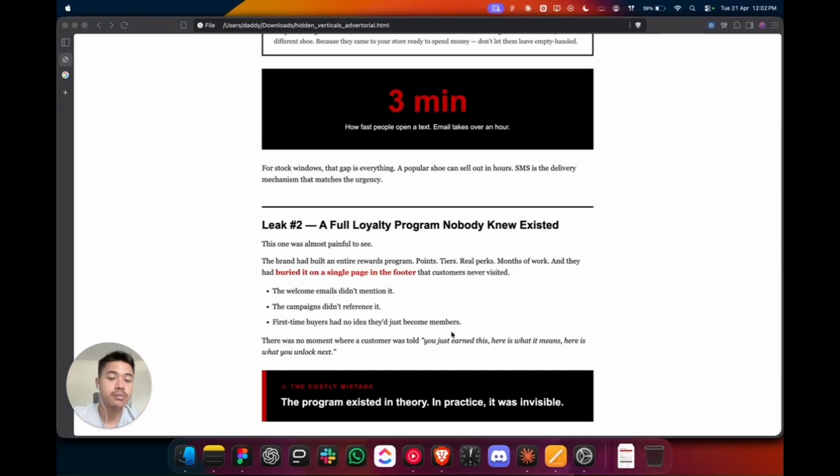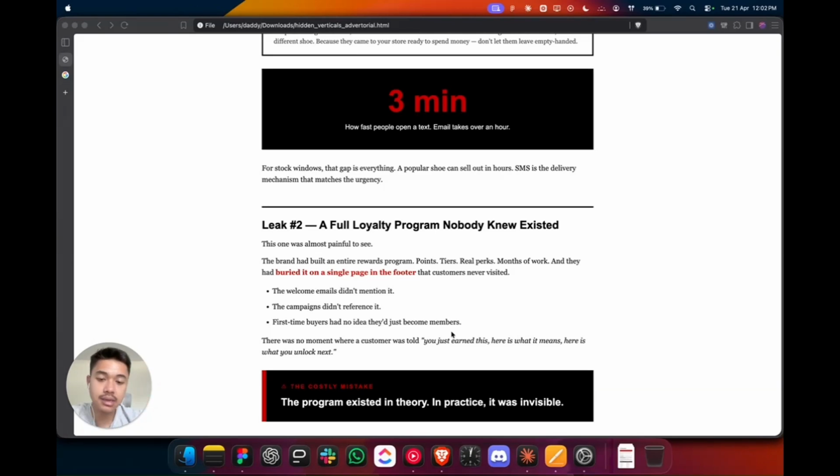This was a full loyalty program no one knew existed, right? This one was almost very painful to see. The brand had built an entire reward program, points, tiers, real perks, months of work, and they had put it on a single page in the footer that customers never visited. The welcome email didn't mention it, the campaigns didn't reference it, and the first-time buyers had no idea they'd just become members, right?